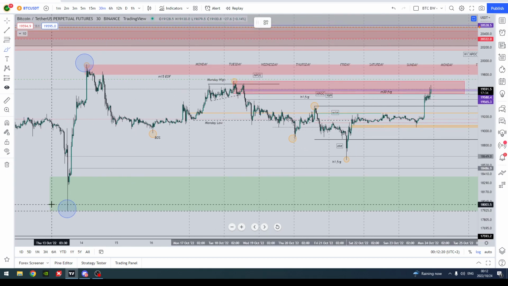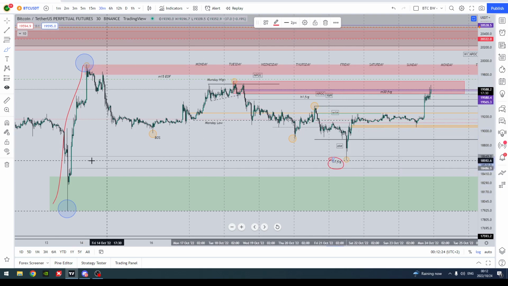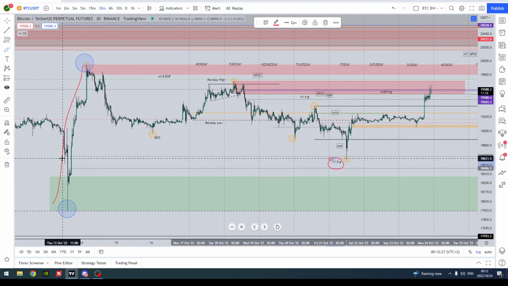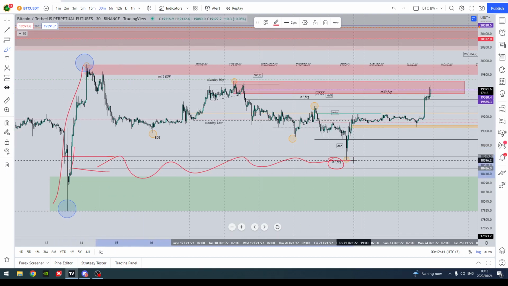Right, so we had the move up here, and I've marked off an H1 fair value gap here. So we had some sell inefficiency, buy imbalance, or sell imbalance, buy inefficiency here, and then on the way up, buy side imbalance, sell side inefficiency. But this was a fair value gap in here.